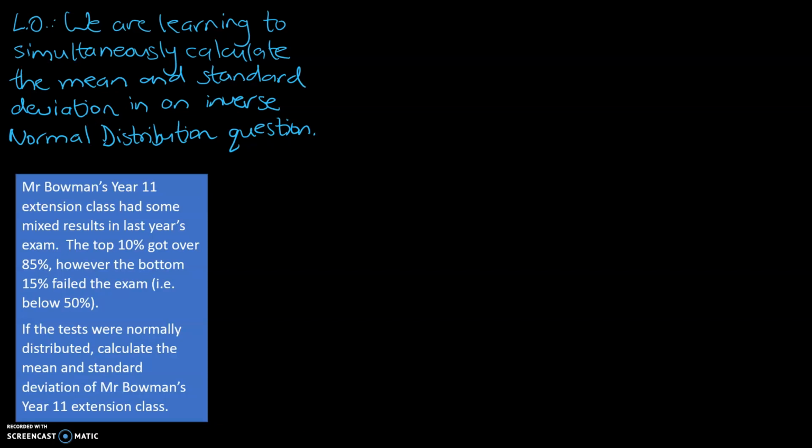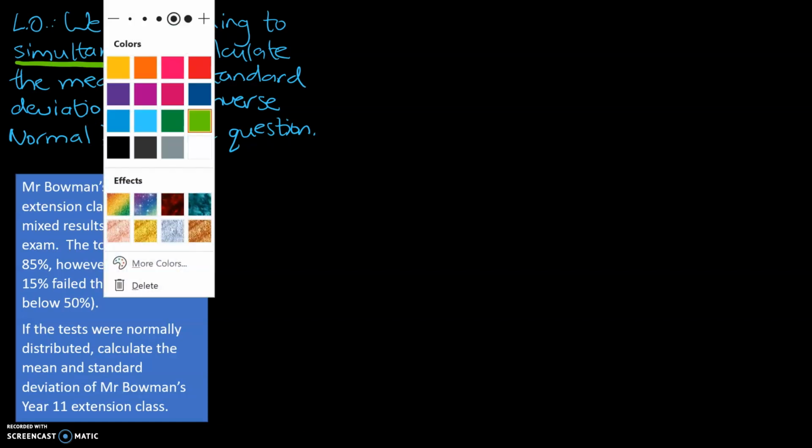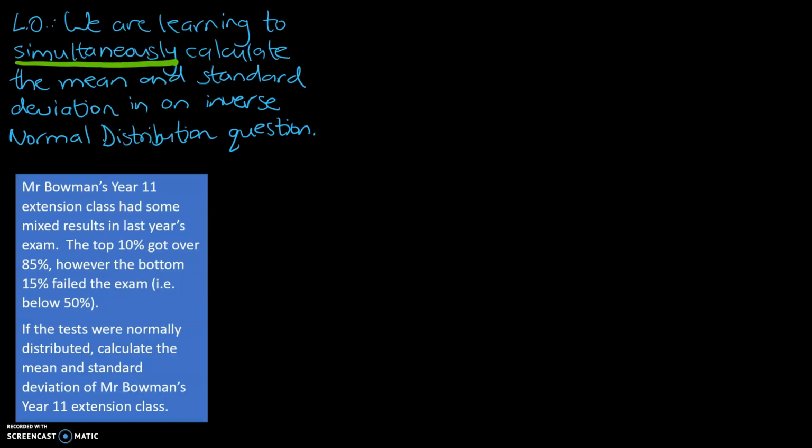Today's learning objective is in blue and we are learning to simultaneously, I'm going to underline that, simultaneously calculate the mean and standard deviation in an inverse normal distribution question. And what it means by simultaneously calculate, it actually refers to questions where you don't know either of the mean or the standard deviation. So you're trying to find both of them at the same time.